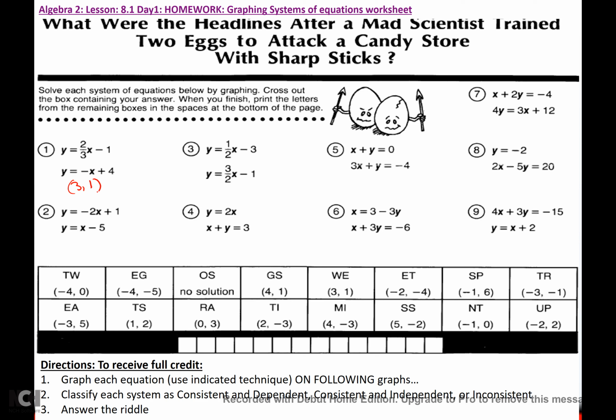So what you do is, it says cross out the box containing your answer. So the box that has 3, 1 I cross out. So you're crossing those out, and then whatever letters are left you print in these boxes, and it'll answer the riddle: What were the headlines after a mad scientist trained 2 eggs to attack a candy store with sharp sticks? Wow. Anyway, that'll be fun.